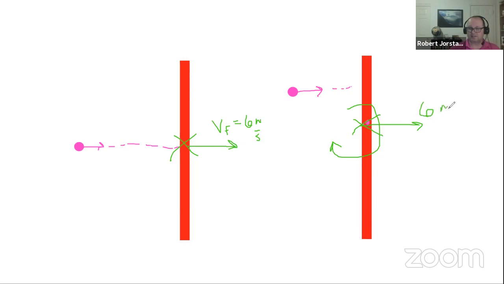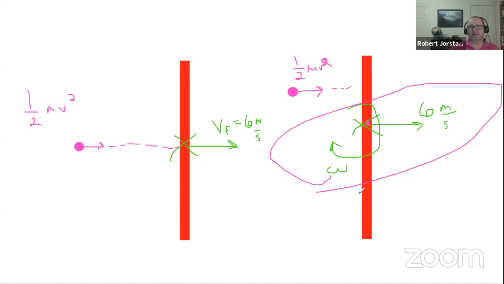This one would also have 6 meters per second after the collision, but it's also going to have omega. And notice you have some amount of initial energy, 1/2 mv squared, and that's going to be the same 1/2 mv squared in either case. You have the same initial energy. Because this one has more final energy, it means it lost less.